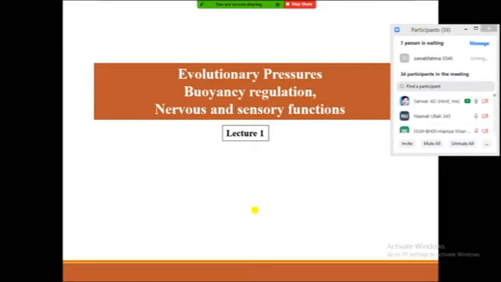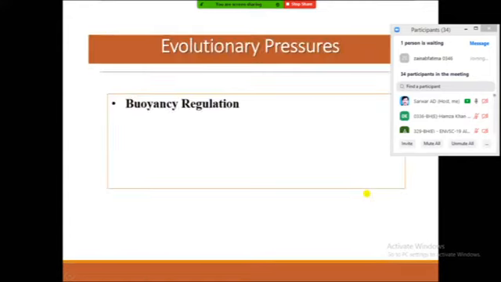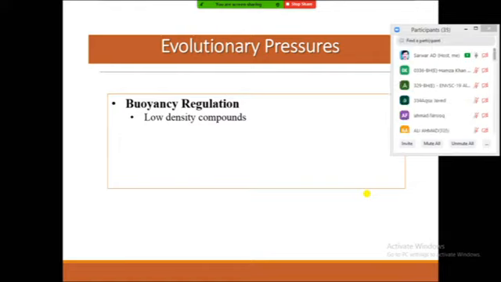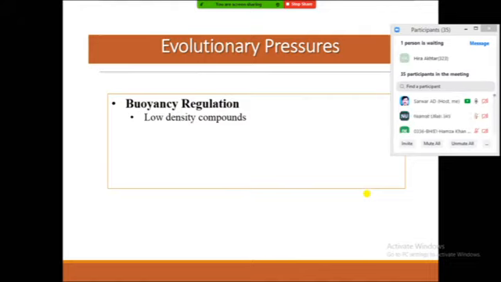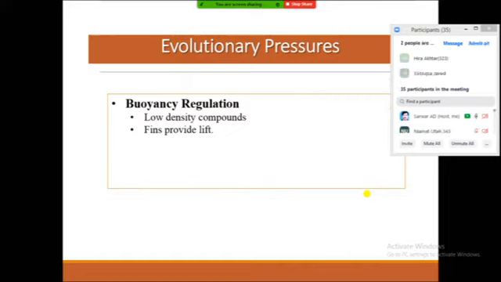Today we will mainly focus on buoyancy regulation, and after that nervous and sensory function. Here at the start, buoyancy regulation. Generally, fishes need to have light body weight as they need to move in the water, and they have a large amount of low density compounds in their body. Their fins provide lift, especially their pectoral fins provide them lift in the water.